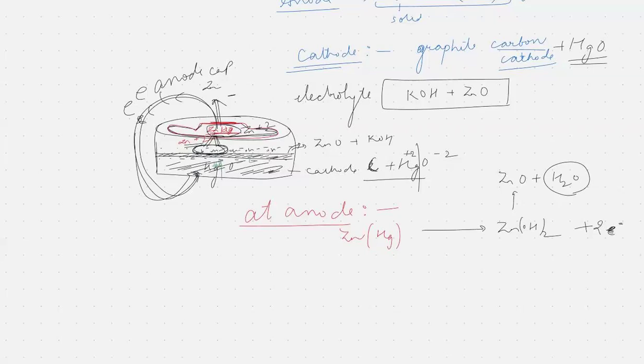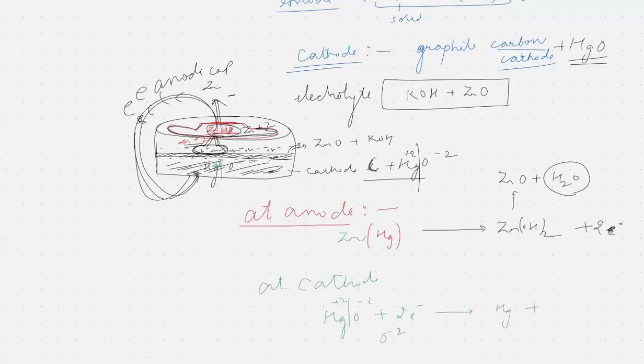I hope you're understanding. And when this happens, the electrons lost by zinc in the zinc amalgam, at the cathode, these two electrons are gained by mercury. So mercury, when it gains two electrons, what happens? It becomes pure mercury. O minus 2 is left out.